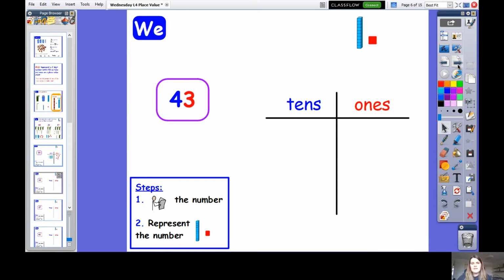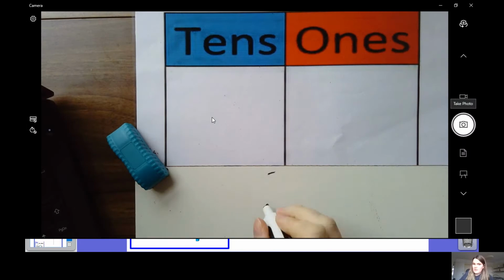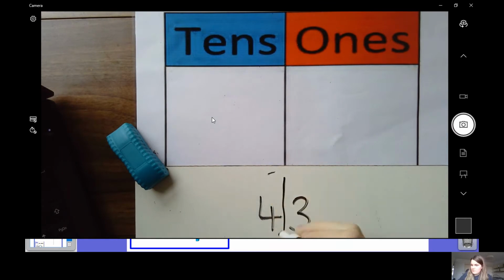Perfect. Let's see if we can do it for this number. What number have I got this time? Let's read my number. My number says, what does my number say? 43. Very good. So let's have a look and see if we can do 43. So I'm going to write the number 43. Okay, I've written down 43. What do I need to do now? Split the number. Very good. Down the middle.